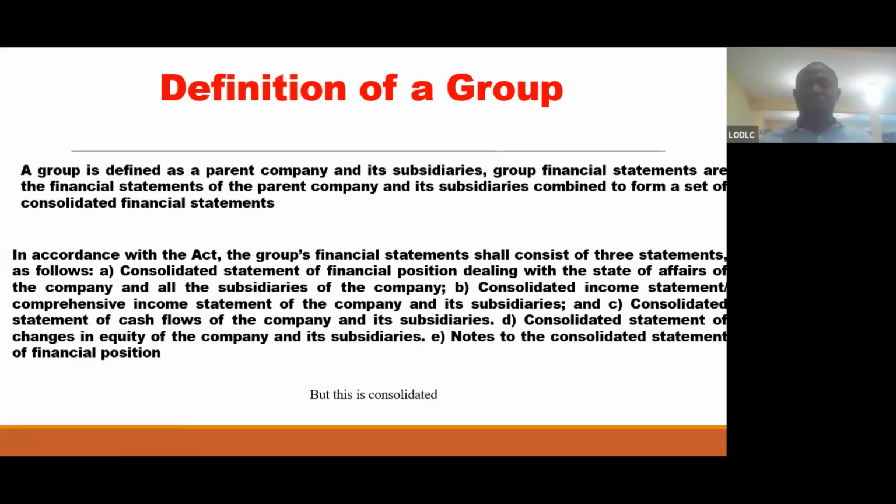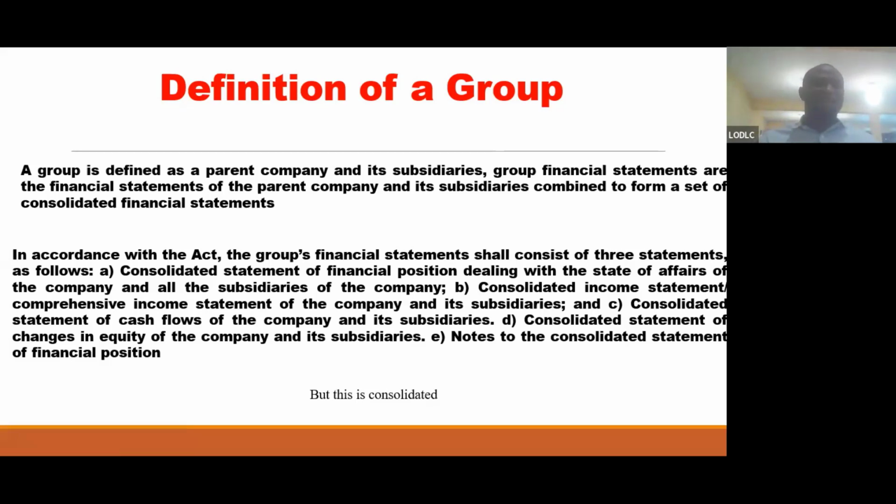Then we'll be talking about the consolidated statement of cash flows of the company and its subsidiaries. Then the consolidated statement of what? Changes in equity of the company and its subsidiaries. And notes to the consolidated statement of financial position or statement of profit or loss and other comprehensive income.